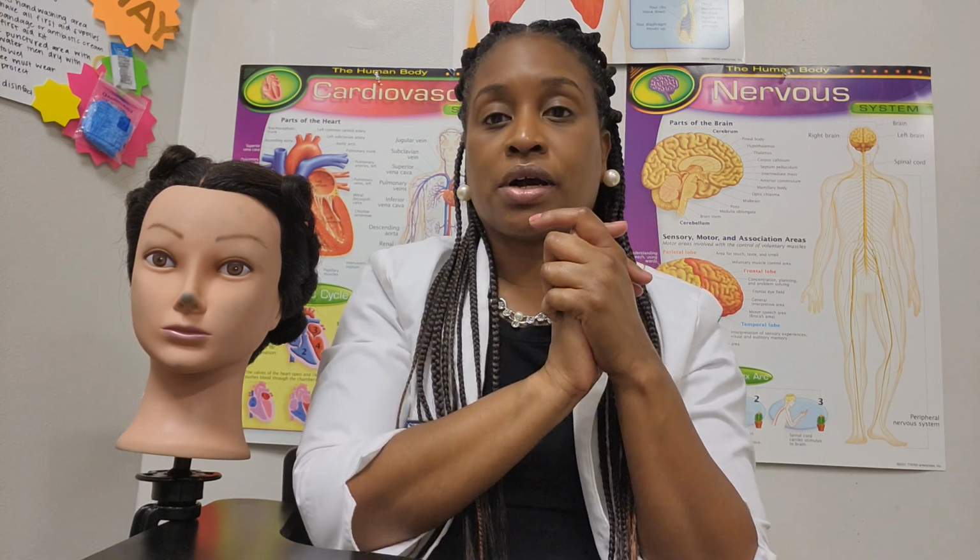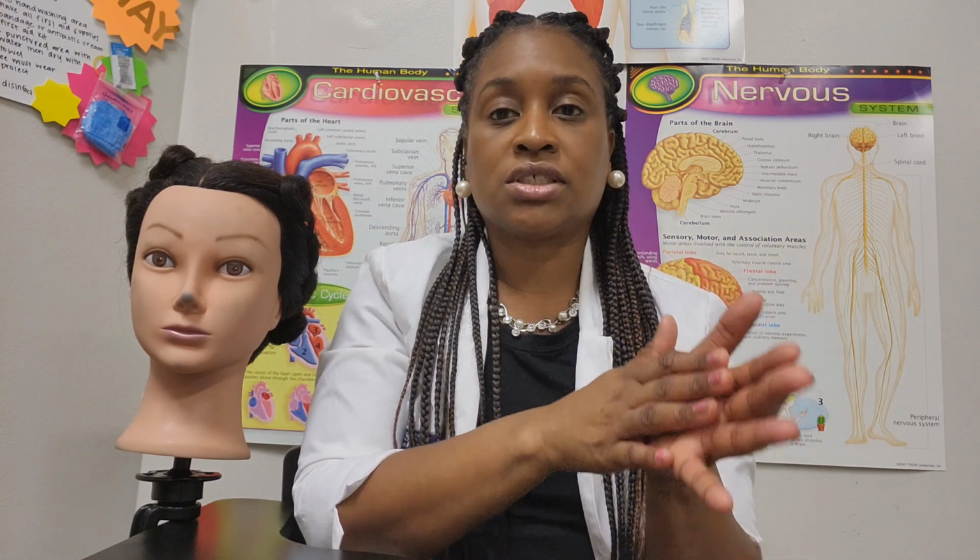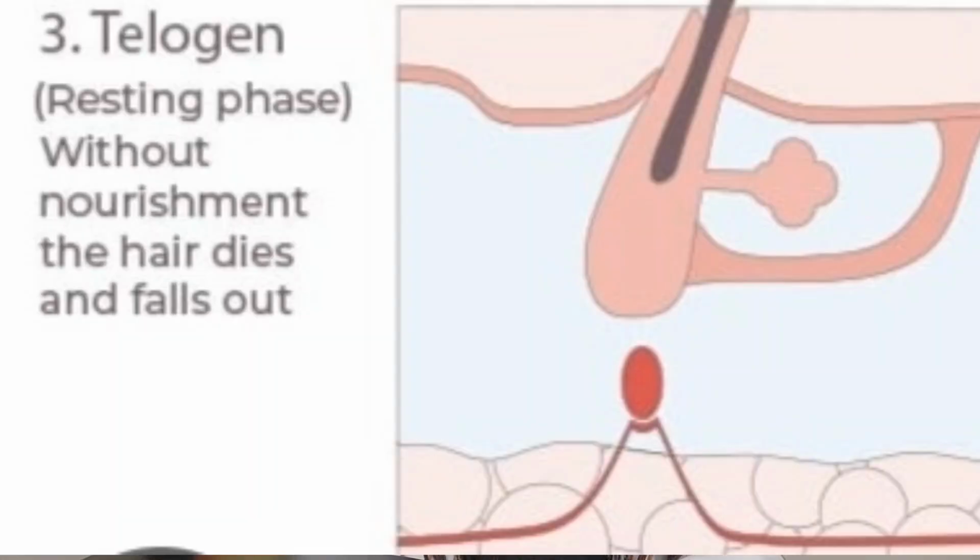because the growth process stops and it starts all over again once you get to the last phase, which I'm going to get into right now, and that is the telogen phase. The telogen phase is the resting phase. This lasts for about 3 to 4 months. Once this phase is over, the hair is going to shed from the scalp, and then it starts all over again right back at the anagen phase.